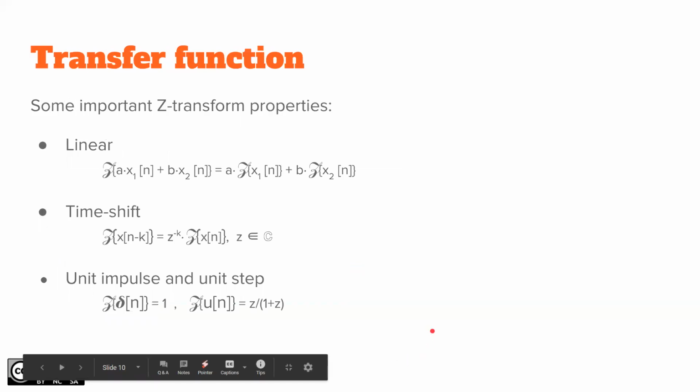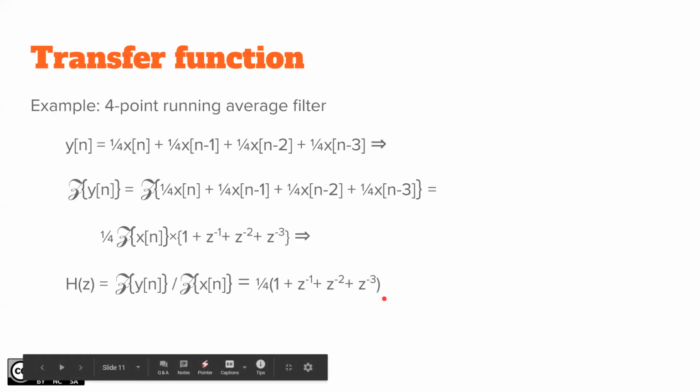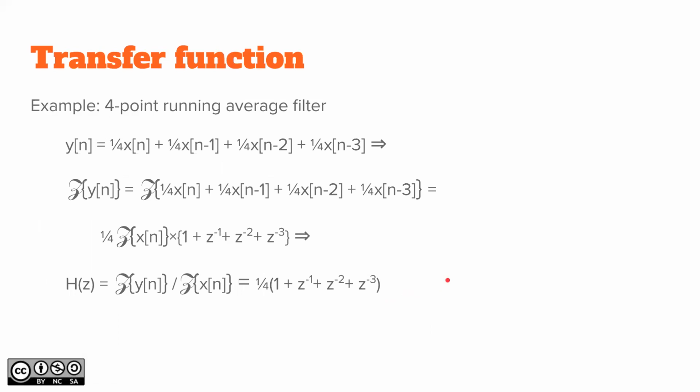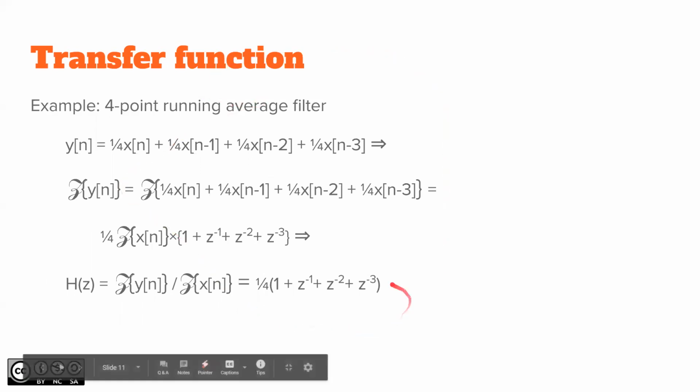Some properties, I will just skip those. The Z transform is linear. There's a time shift property, and unit impulse and unit step have their own specific transfer functions. And here I have the 4-point running average filter. What does the transfer function look like? Eventually it comes out like that using the properties.